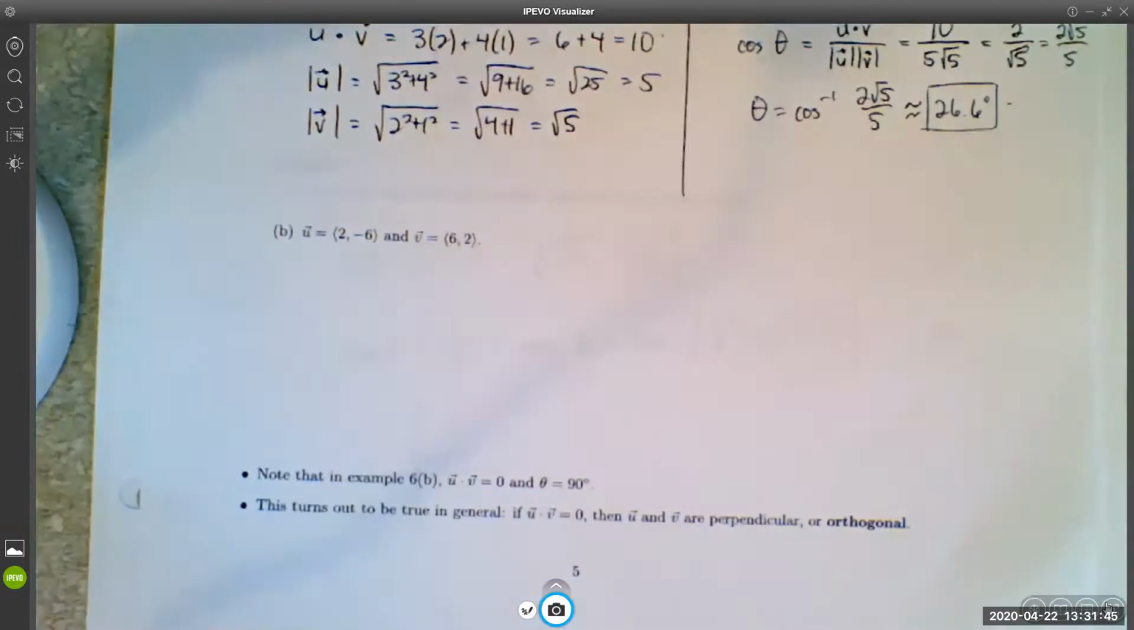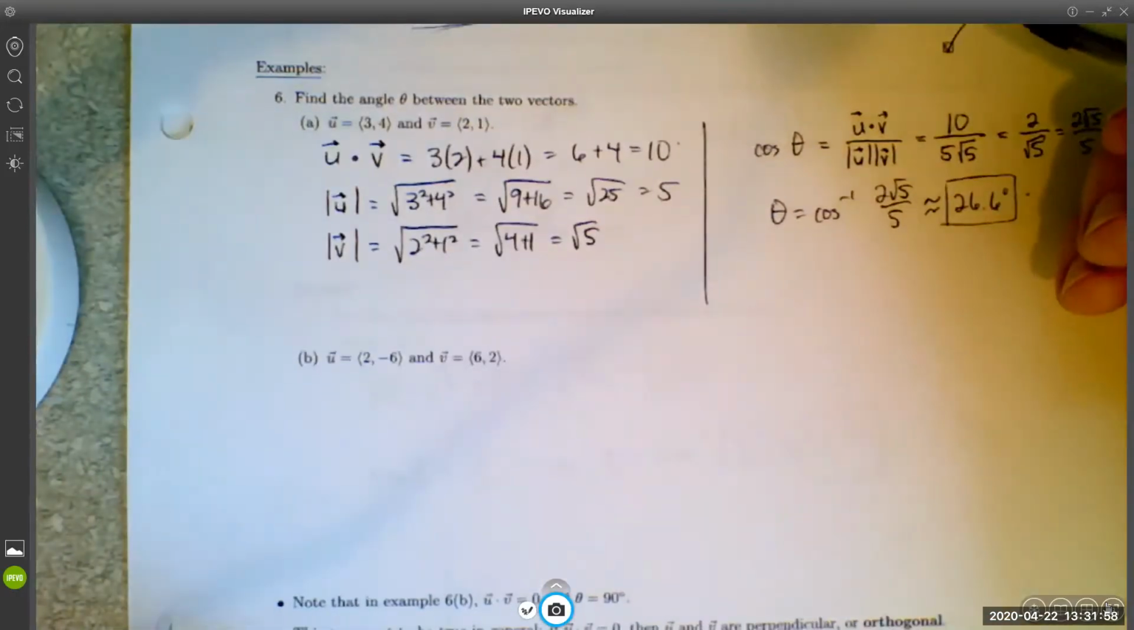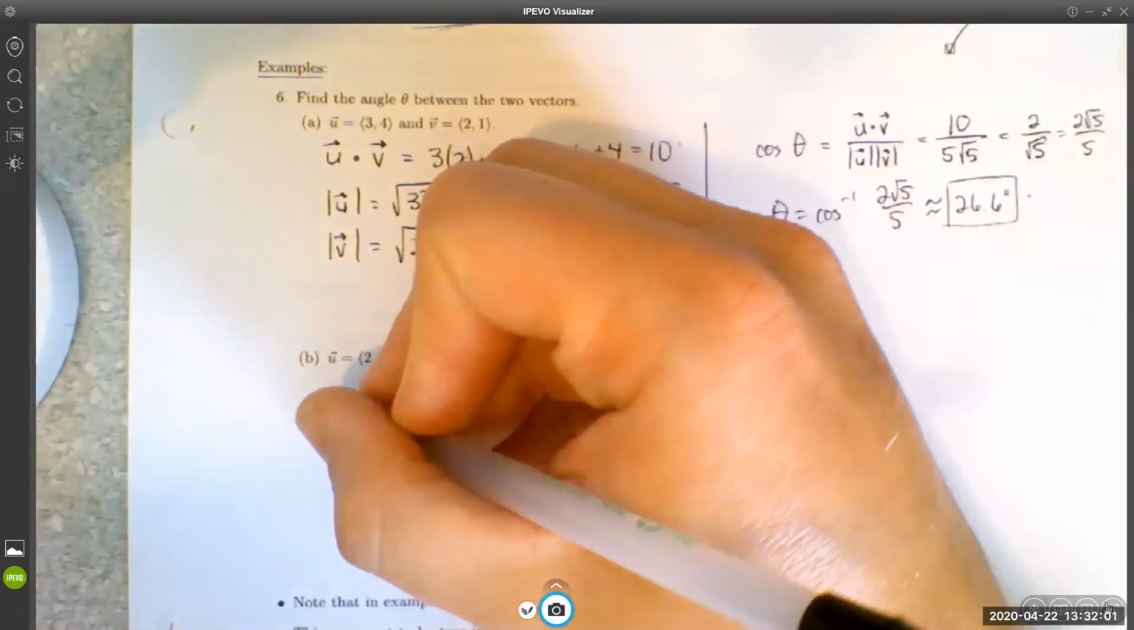I'll let you work on part B. Go ahead and give the video a pause and see if you can work this one out on your own. Okay, here's my solution. I'm going to do the same thing. I'm going to find the dot product, I'm going to find the magnitudes, and then I'll plug them into the formula.